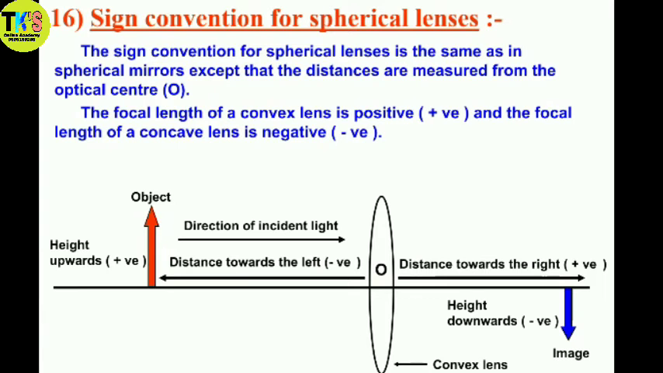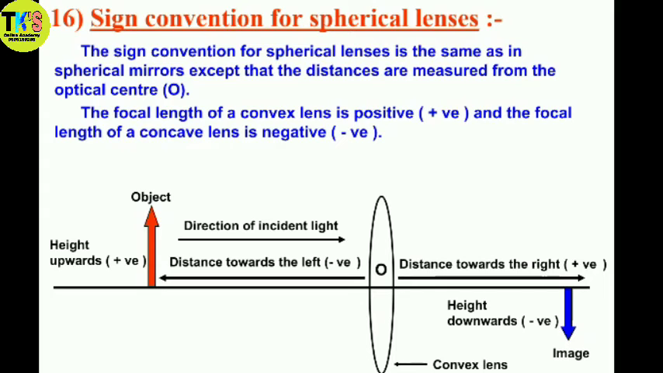Okay, now we will discuss sign convention for spherical lenses. The sign convention for spherical lens is the same as in spherical mirrors. The sign convention we had in spherical mirrors is the same in spherical lens, except for one thing, that the distances are measured from the optical center. In case of spherical mirrors, dear students, all the distances are measured from the pole, but in case of spherical lenses, the distances are measured from the optical center. So my dear students, it is a worthwhile point to remember.